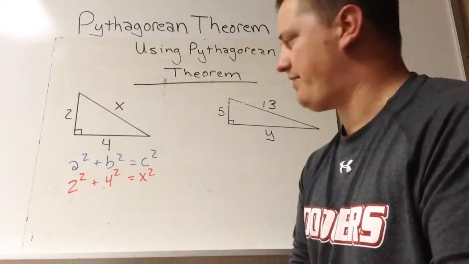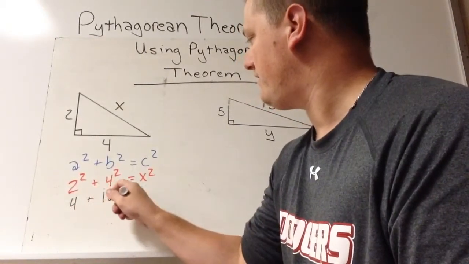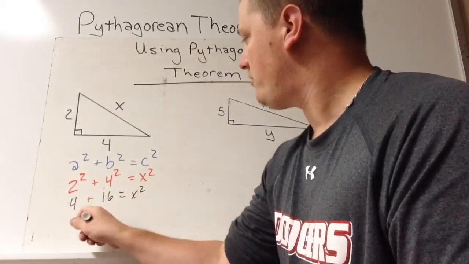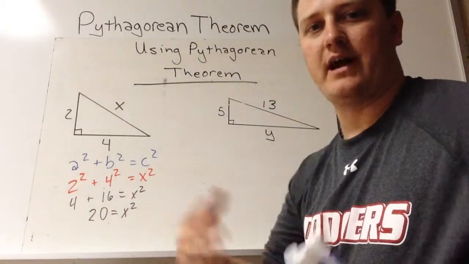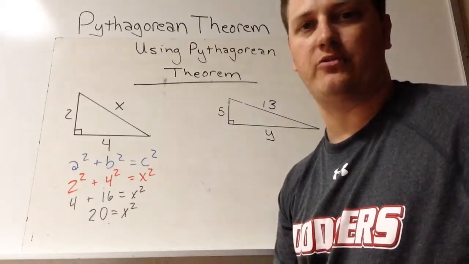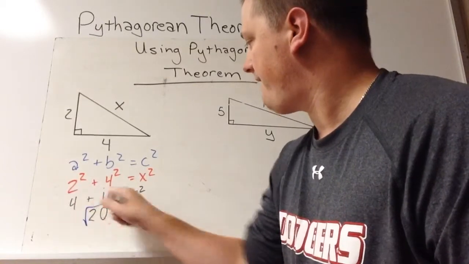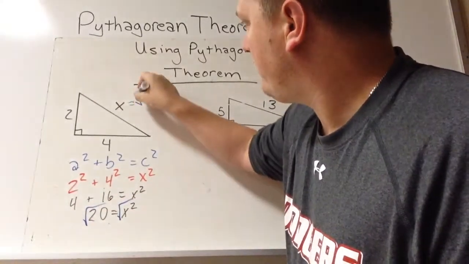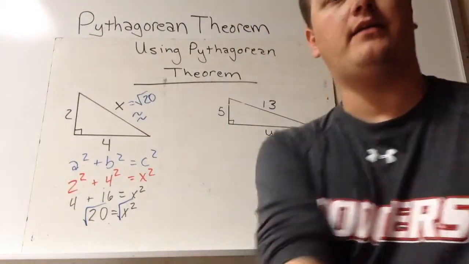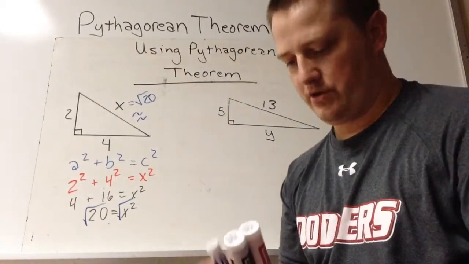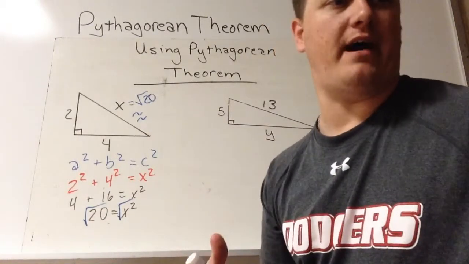Then we just do some math. So we've got 4 plus 16 equals X squared. 20 equals X squared. Well, then the question is, how do we figure out X? Because we don't want to know X squared, we want to know X. So we just square root both sides. So X is the square root of 20, and if we want, we can use a calculator to estimate that. So square root of 20 is about 4.5.